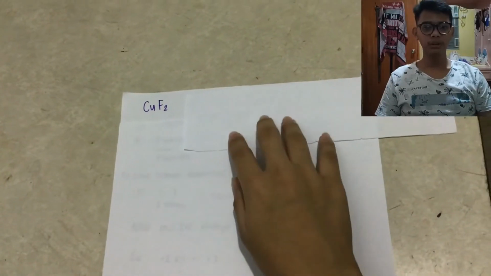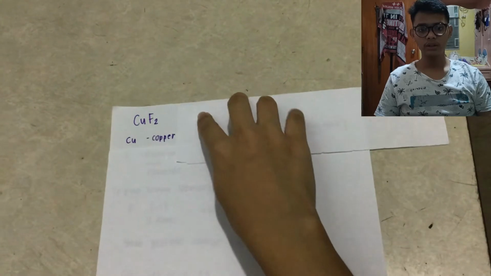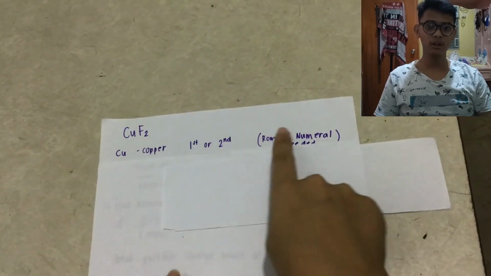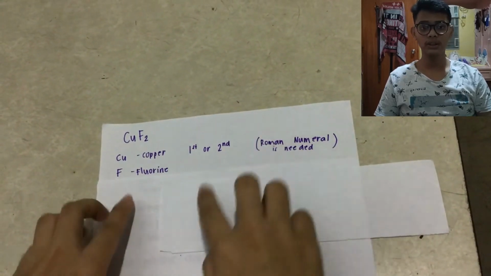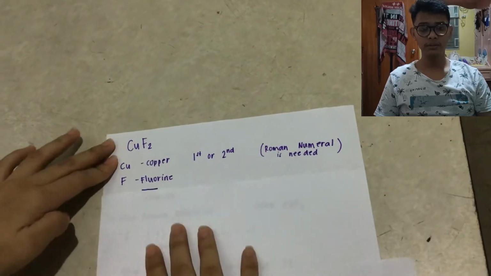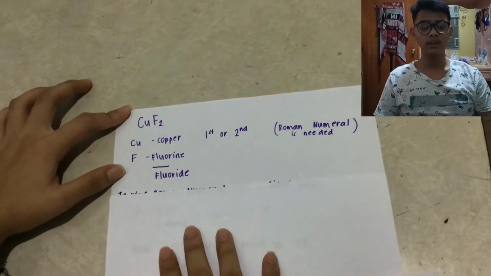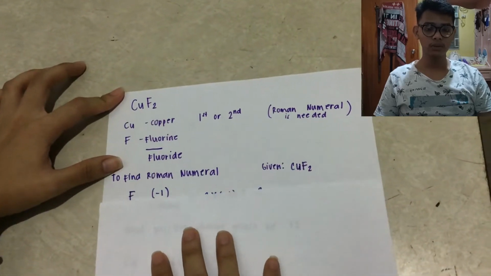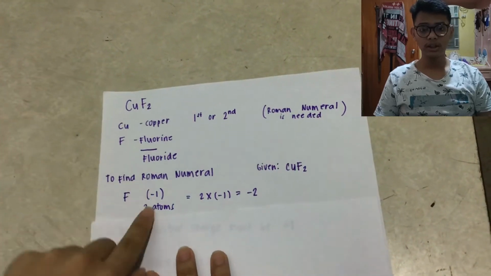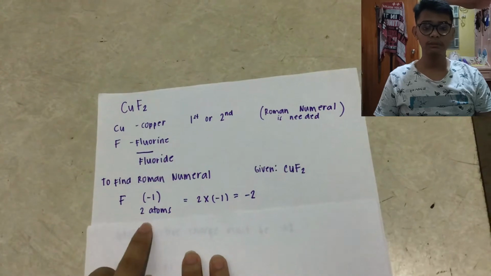To name the formula CuF2, Cu is not in the first or second column, so the Roman numeral is needed. F is for fluorine; get the root name and add the ide ending to get fluoride. Now to find the Roman numeral, get the charge of F, which is -1.